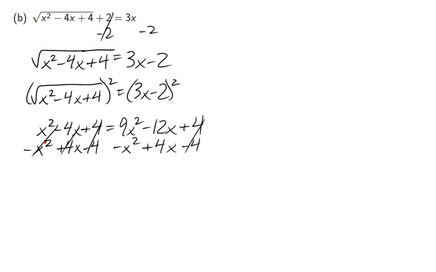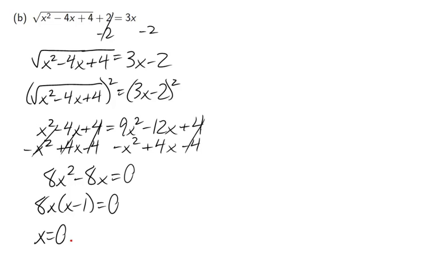So that puts everything on one side for me, and I'm left with 8x squared minus 8x equals 0. I can factor out an 8x. That leaves me with (x minus 1) equals 0. So if 8x equals 0, I can divide by 8, and I get x equals 0. Or if x minus 1 equals 0, I get x equals 1.